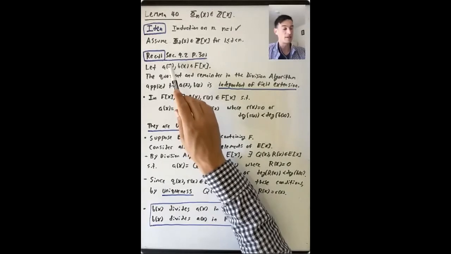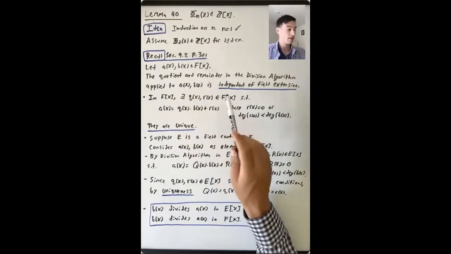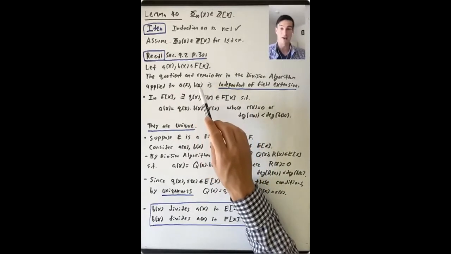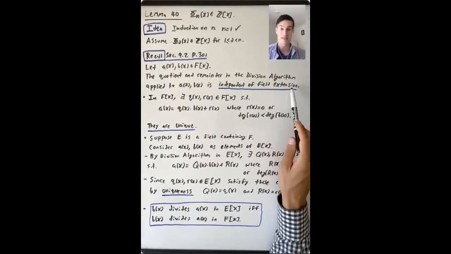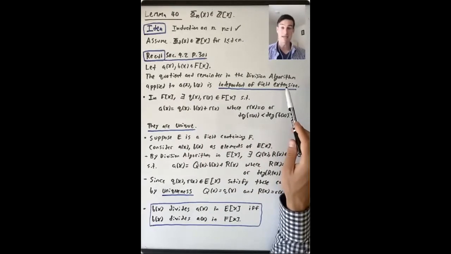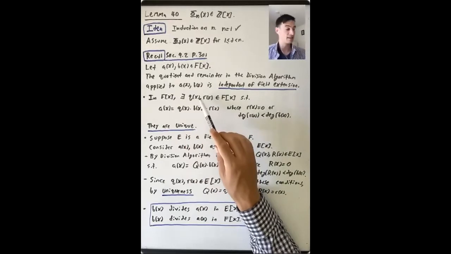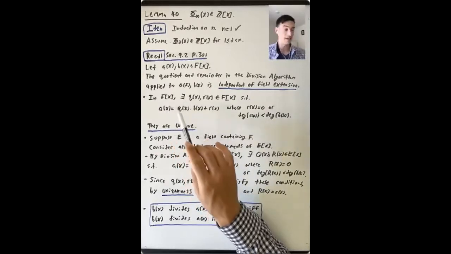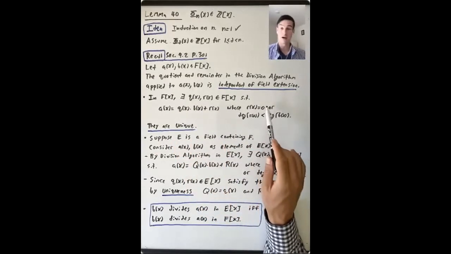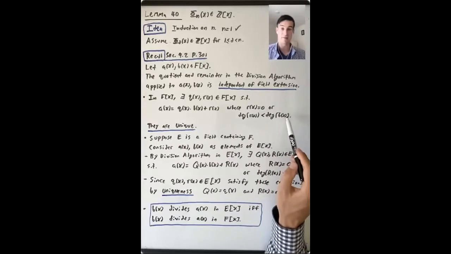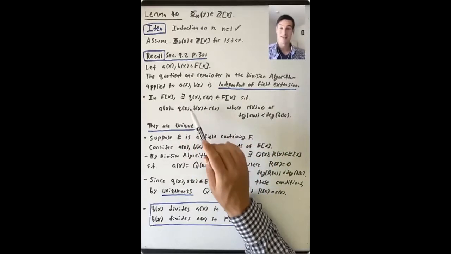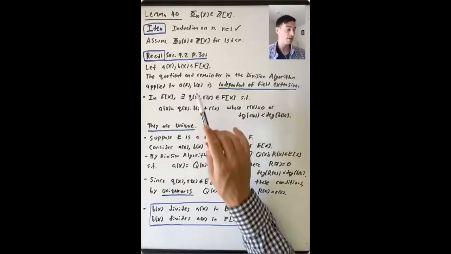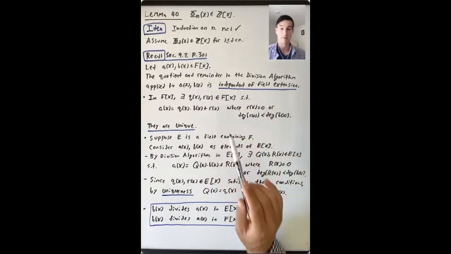If you have two polynomials, a of x and b of x in F bracket x, then the quotient and remainder in the division algorithm applied to this pair of polynomials is independent of field extension. All right, so what does that mean? In F bracket x, there exist two polynomials, q of x and r of x, in F bracket x, such that a equals q times b plus r, where either r is 0 or the degree of r is less than the degree of b. And more than just these polynomials exist, but they are unique. So starting from a and b, we get a unique q and r.